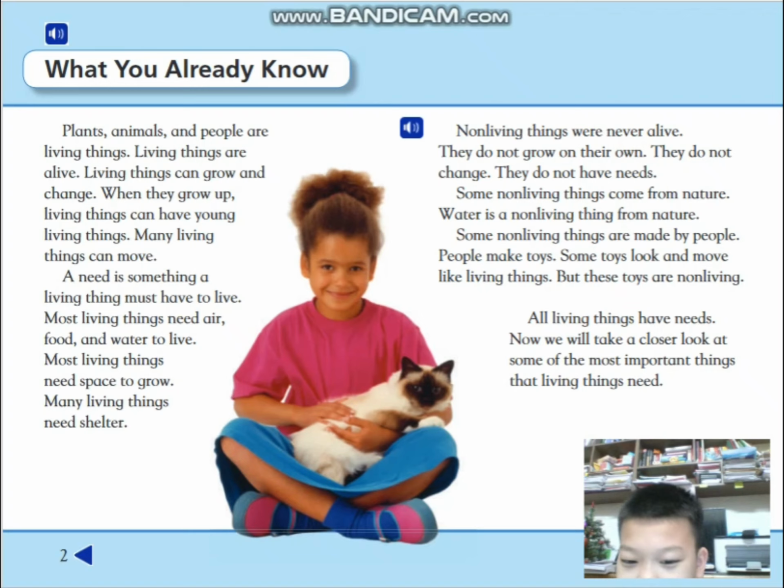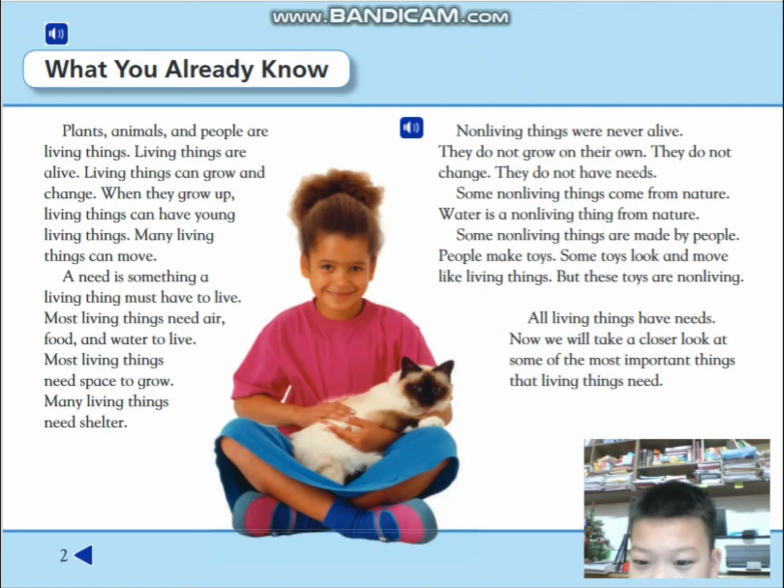Non-living things were never alive. They do not grow on their own. They do not change. They do not have needs. Some non-living things come from nature. Water is a non-living thing from nature. Some non-living things are made by people. People make toys, and toys are non-living things. Some toys look and move like living things, but they are not living things. All living things have needs.